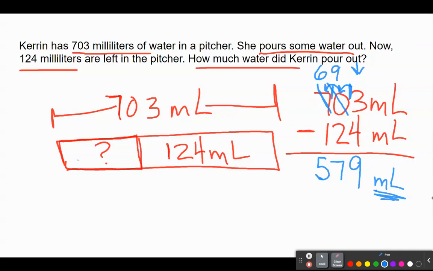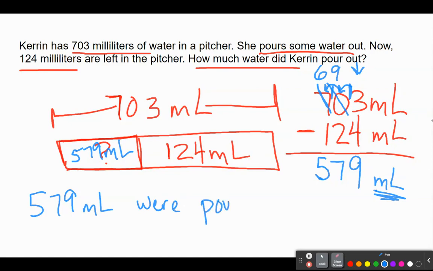So this is going to be 579 milliliters. And I know that my drawing isn't very accurate because 124 looks way bigger than 579. But she had 124 milliliters left over. That was how much water was poured out. So let's write that in a complete sentence. 579 milliliters were poured out.